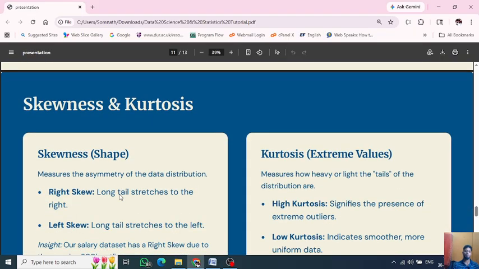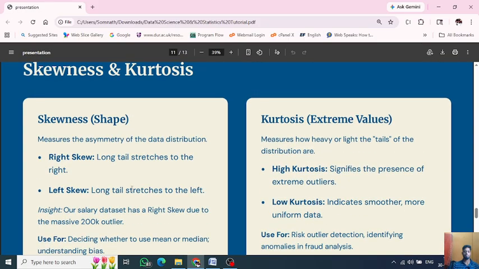Now coming to skewness and kurtosis. Skewness measures the asymmetry of the data distribution. There are two types of skew, right skew and left skew. Right skew means the long tail stretches to the right. Left skew means the long tail stretches to the left.